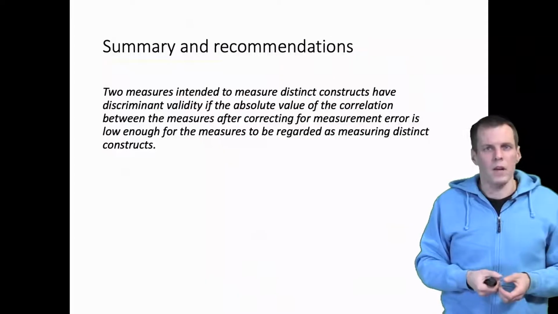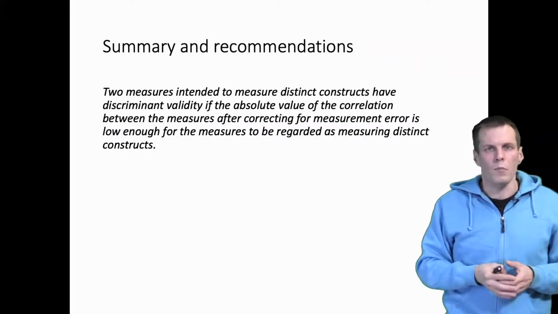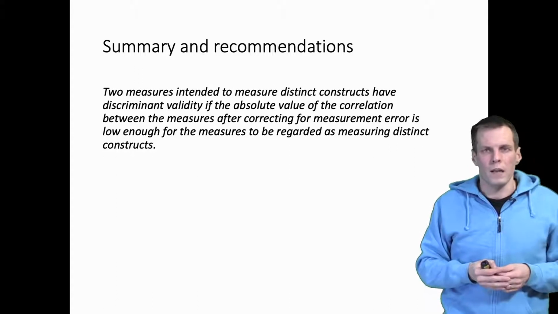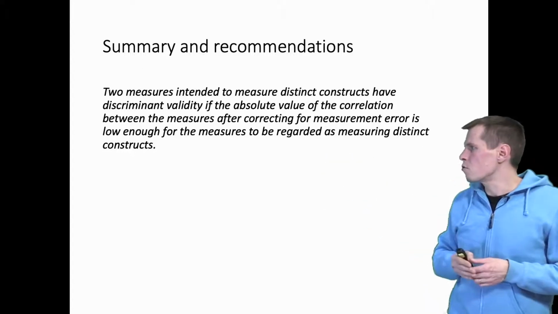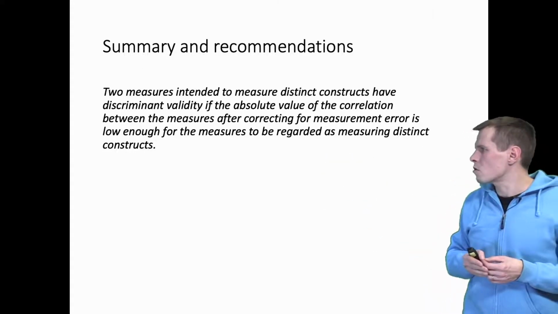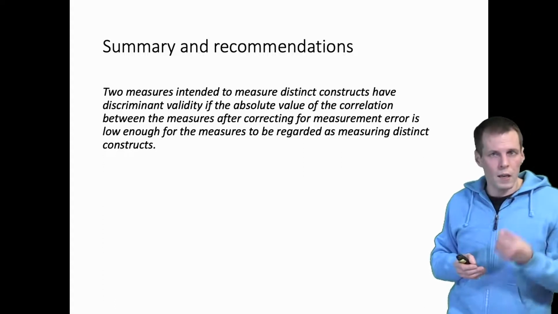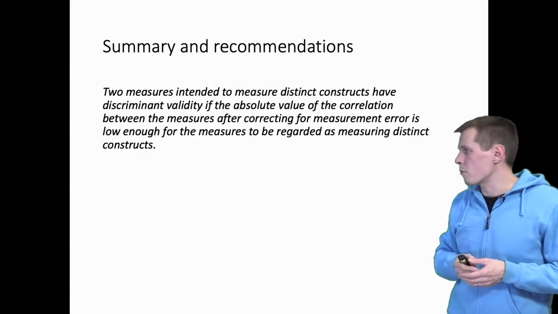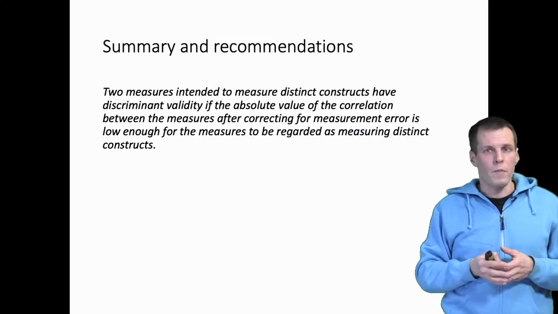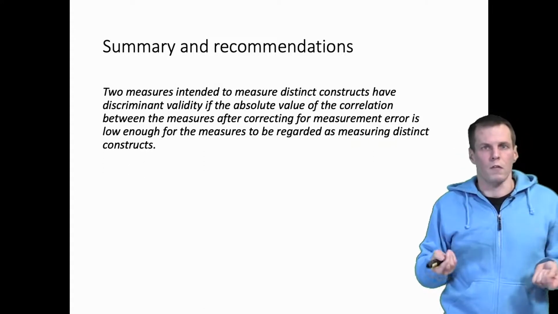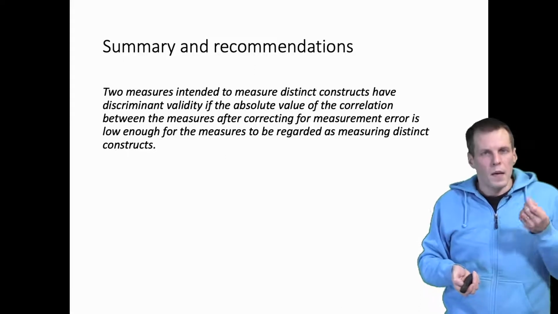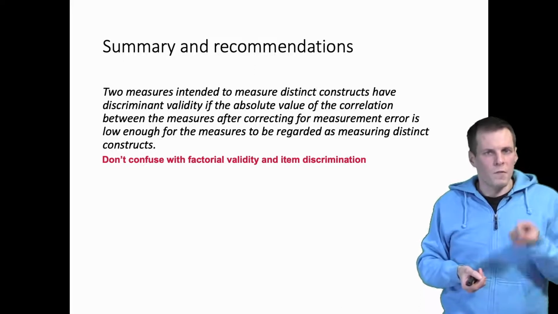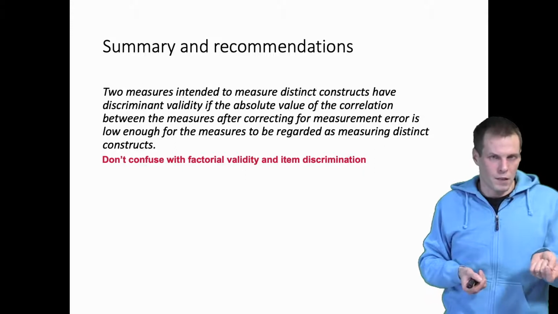So let's summarize this conceptual part about discriminant validity. This is our definition. Two measures intended to measure distinct constructs have discriminant validity if the absolute value of the correlation between the measures after correcting for measurement error is low enough for the measures to be regarded as measuring distinct constructs. It's important to not confuse this with factorial validity or item discrimination.